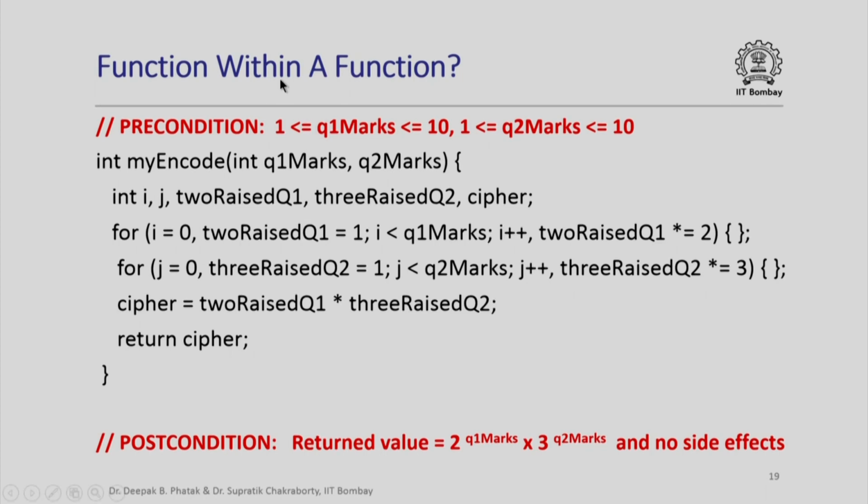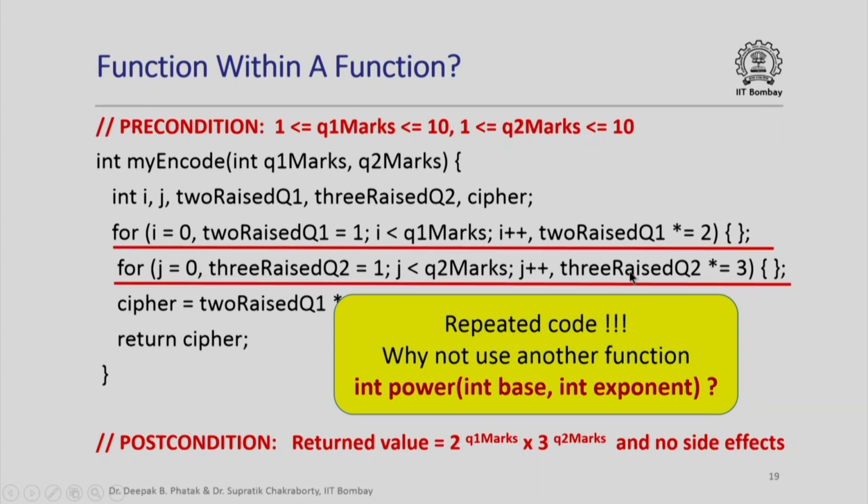Now we have seen the use of a function within main. Could we have one function within another function? Well, let us look at the function myencode that we just wrote. In this function we have precondition, post condition and the code that we have already seen earlier. However, once again we have these two for loops, which are almost repeated. And so the question here is, can we avoid this repetition? In fact, an interesting question to ask is, can we use another function within the function myencode, and perhaps this function could just compute the power of a base raised to an exponent.